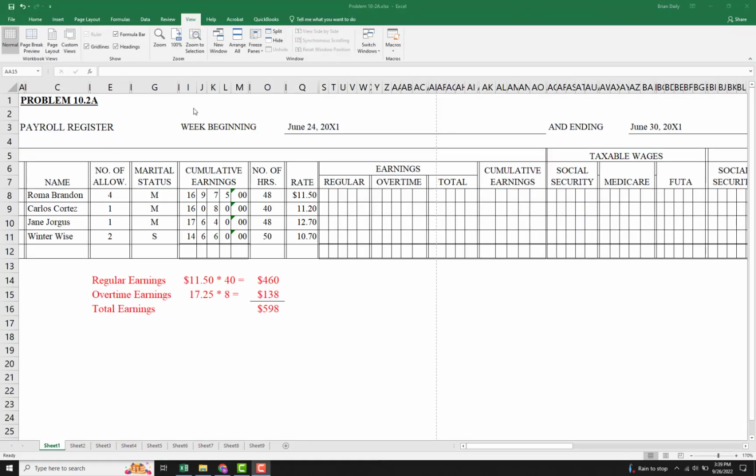So now that we've done the math related to Roma's earnings for the week, we just need to transfer that information to the form. So we put in the regular pay, the overtime pay, as well as the total earnings for the week. So I'm going to give you a couple of moments. So why don't you pause the video and see if you can calculate the regular, overtime, and total earnings for the 3 remaining employees.